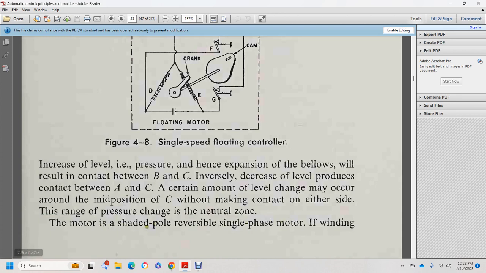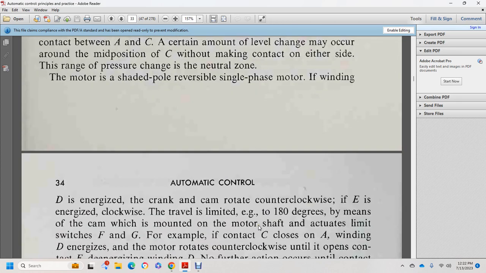The motor is a shaded pole reversible single phase motor. If the winding D is energized, the crank with the cam rotates counterclockwise.